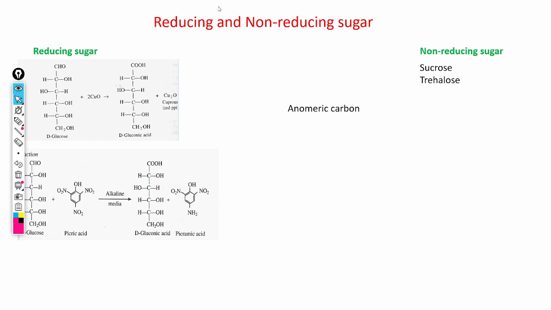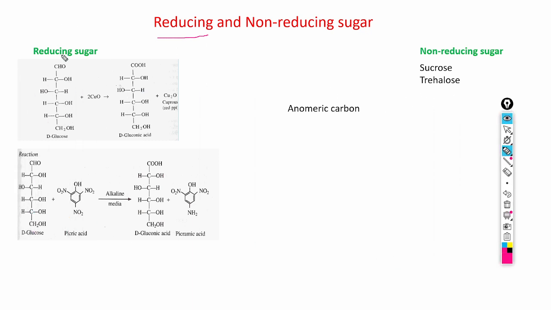So now, reducing and non-reducing sugars. What is a reducing sugar? A reducing sugar means any sugar that can reduce another molecule. For example, this glucose molecule reduces Cu2+, the cupric, to Cu2O, the cuprous.